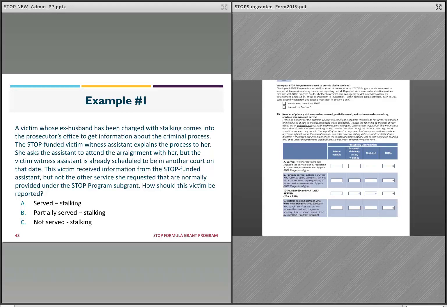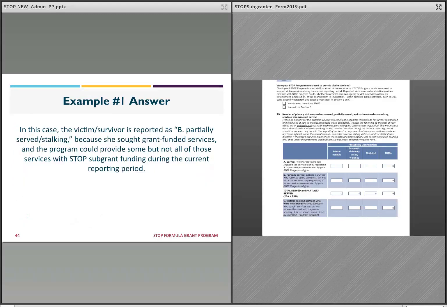Served, partially served, or not served under the category of stalking. In this case, the victim survivor should be reported as partially served because she sought grant-funded services, and the program provides some, but not all, of those services with STOP subgrant funding during the current reporting period.